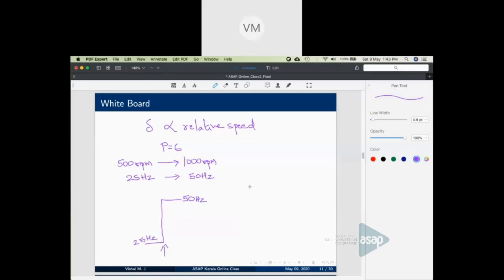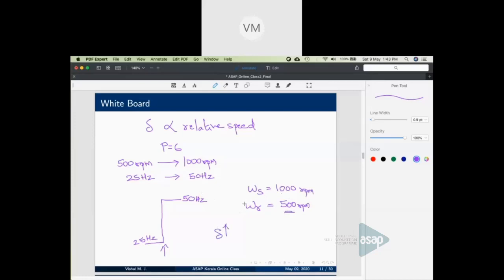What is it? Now, what is your new synchronous speed? 1000 rpm. Because the moment you apply 50 hertz, the speed will immediately change. It is in electrical domain. Whereas rotor speed is still at 500 rpm, the earlier speed. See, what is the relative speed between them? It is as big as 500 rpm, which means delta rapidly, abruptly increases.